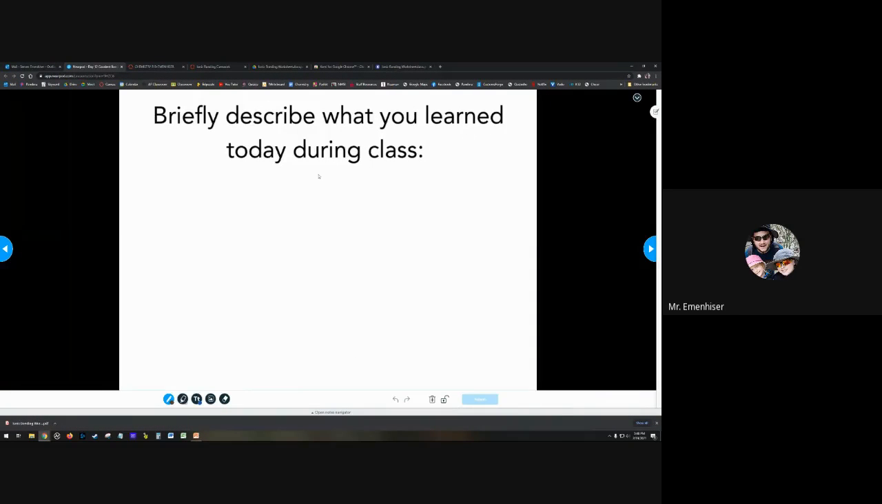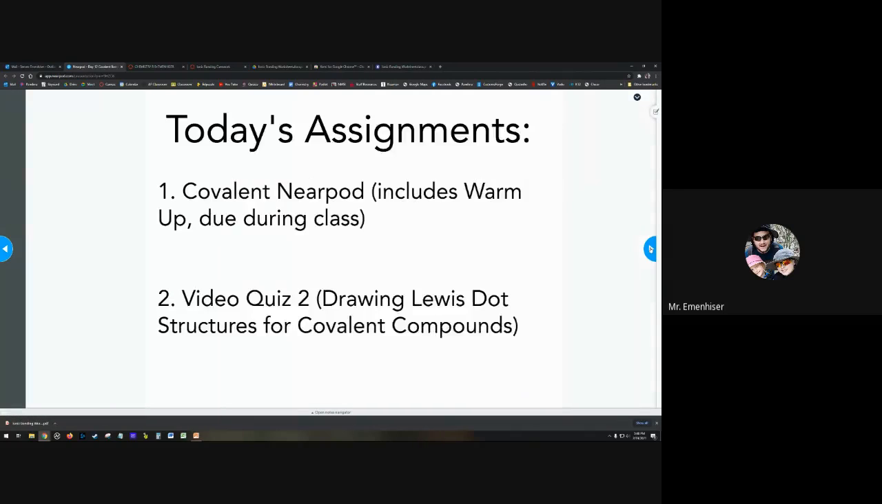Now, briefly describe what you learned today in class. So I showed you guys how to draw a Lewis dot diagram for covalent compounds. We talked about practice ionic compounds. We talked about following the octet rule, the duet rule. We talked about counting valence electrons. We showed you 2 different ways to draw these Lewis dot diagrams, both with the bonding and all the dots. So lots of things. So make sure you put something here. Click submit, and that's the last slide.